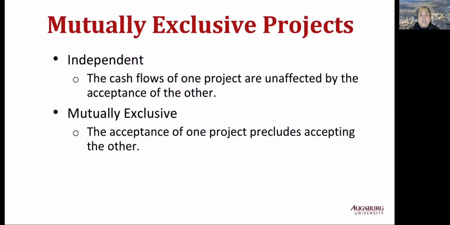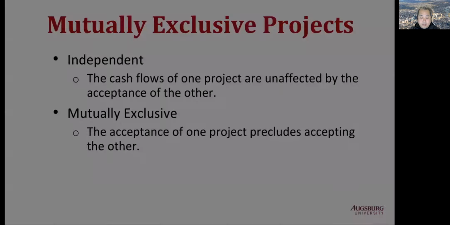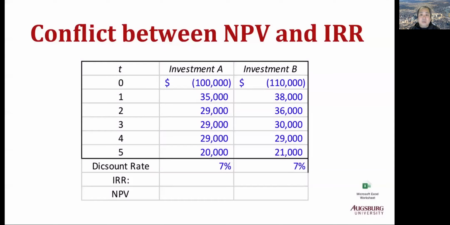Mutually exclusive projects. Mutually exclusive projects means the acceptance of one project precludes accepting the other. It means that we need to compare the projects and choose the better one. If the decision is made one by one, it is called an independent project. Let's see another example. We have two investments. Click the Excel icon again and find the IRRs and NPVs.